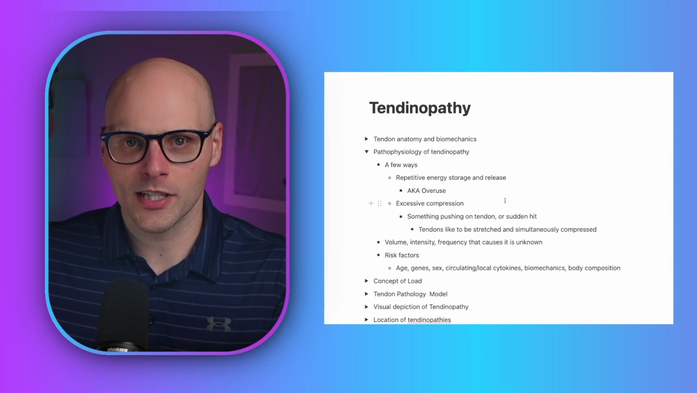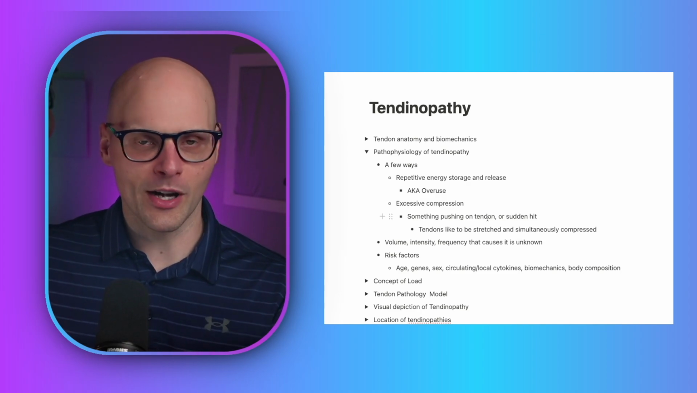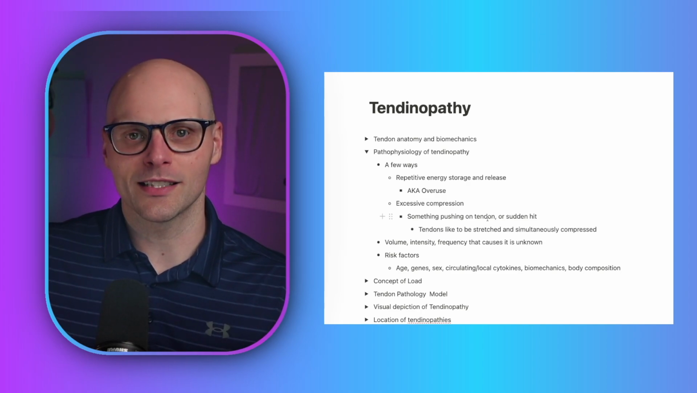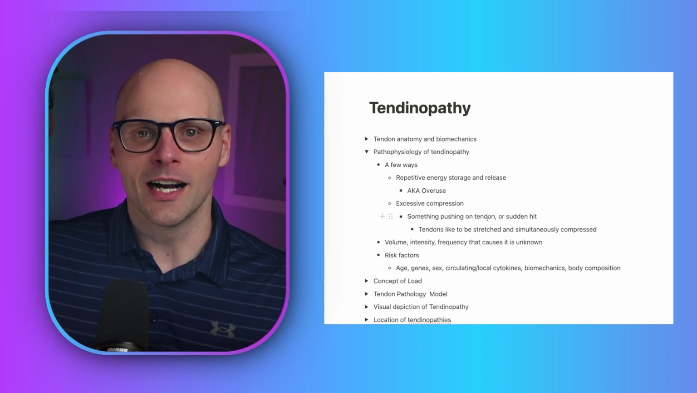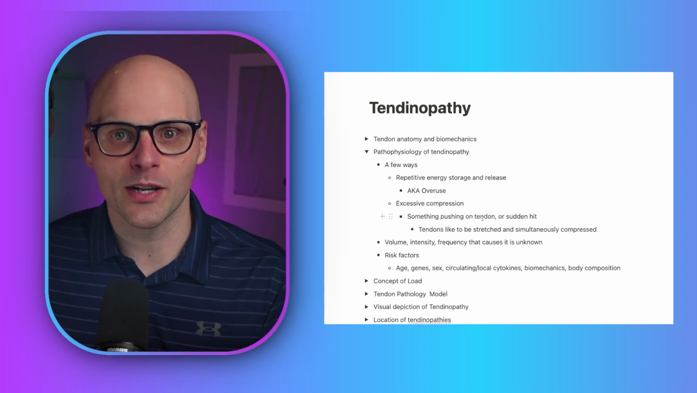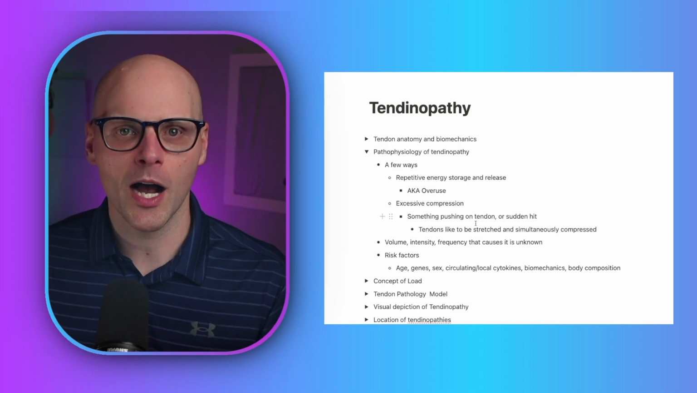But there are also some general risk factors for tendinopathy, meaning age. The greater your age, the more likely you have that, just because as we age, everything seems to be a risk factor for pretty much everything. But genetics may play a role, your sex, different local cytokines, biomechanics, how you walk, body composition, lots and lots of things may affect it. But generally, the takeaway is most of the time, this is coming from an overuse syndrome. So someone is using more than they usually are, and that's it.